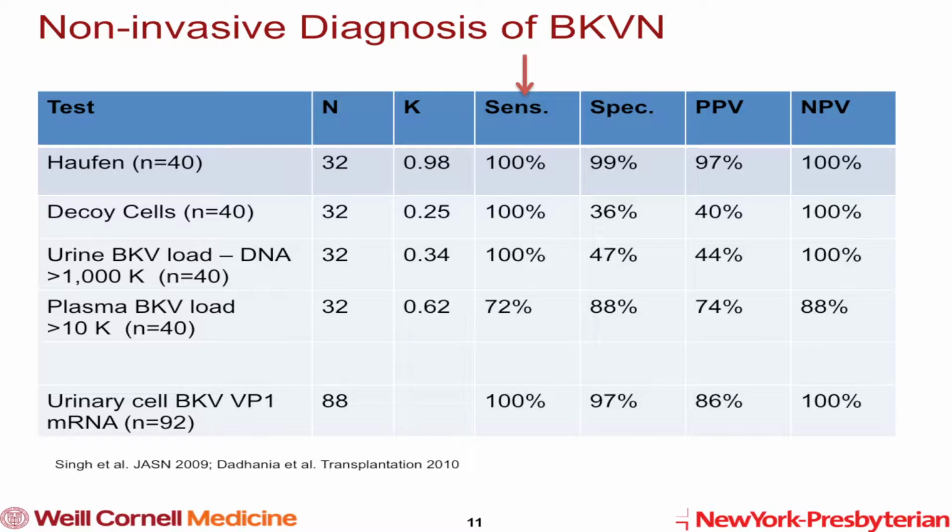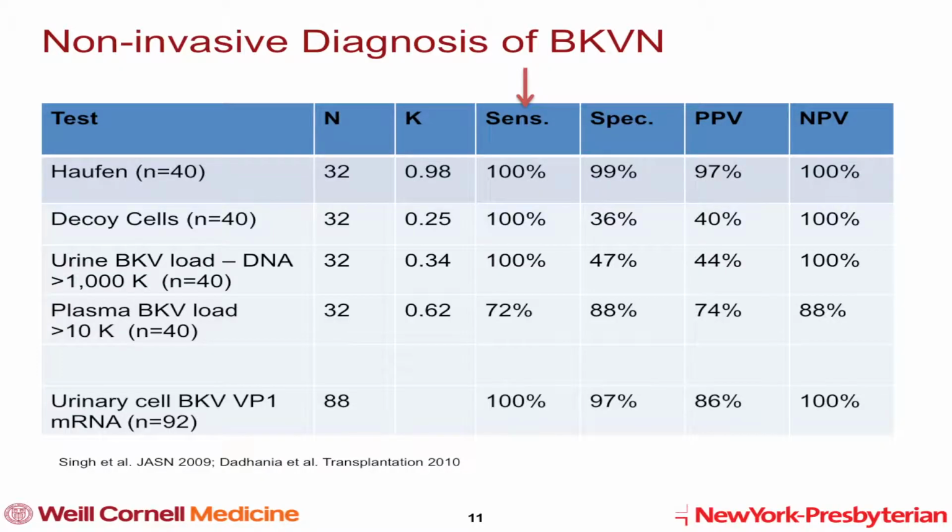To date, there are very few studies that have correlated the non-invasive assay with the pathology. In this study, Singh et al. looked at 40 patients who had histological diagnosis of BK virus nephropathy and studied all of those 4 assays: the Haufen, the decoy cells, the urine BKV DNA, and the plasma BKV DNA. They identified what the sensitivity and specificity was for diagnosing BK virus nephropathy as determined by pathology, and you see the positive predictive value and the negative predictive value listed as well.